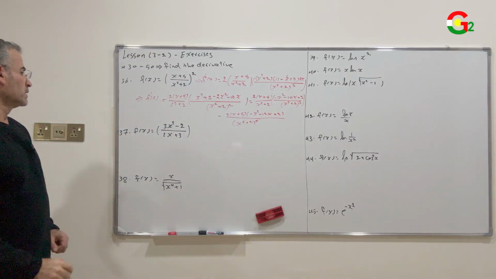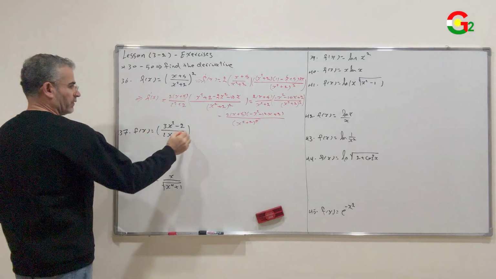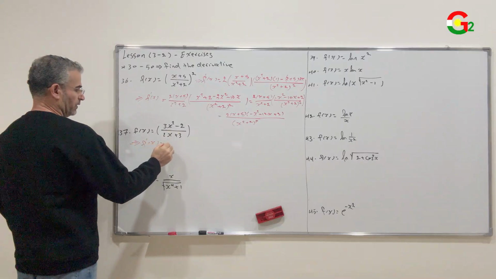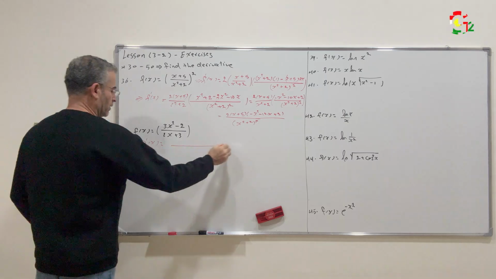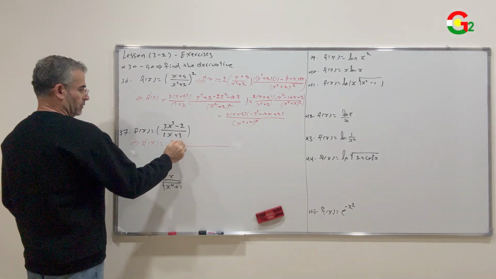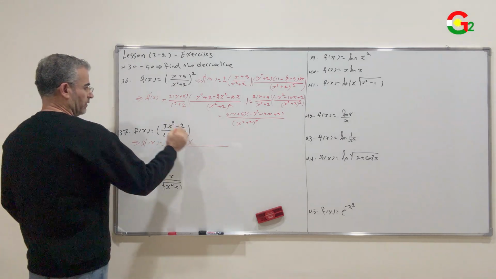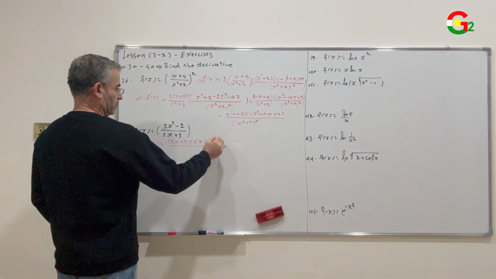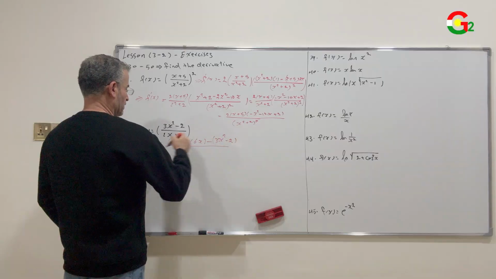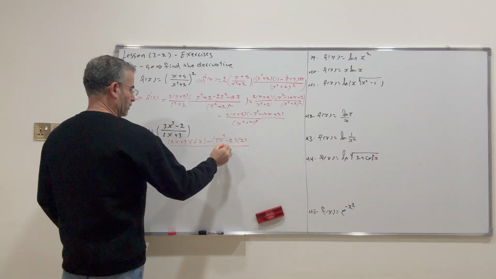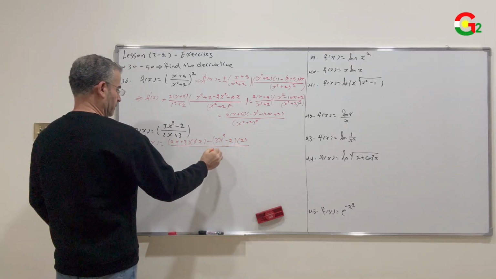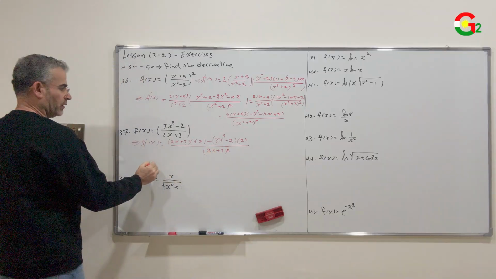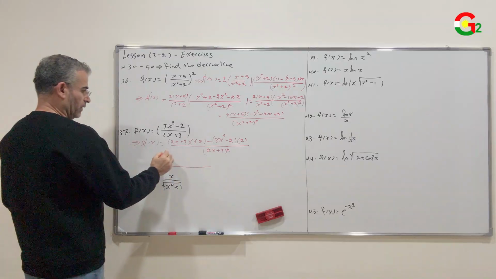Question number 37. Find the derivative of this function. F prime of x equal to derivative of division of two functions, the denominator times the derivative of the numerator 6x, minus the numerator times the derivative of the denominator 2, over denominator square. Simplify this function.